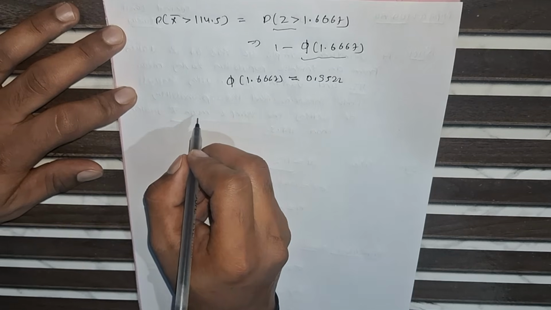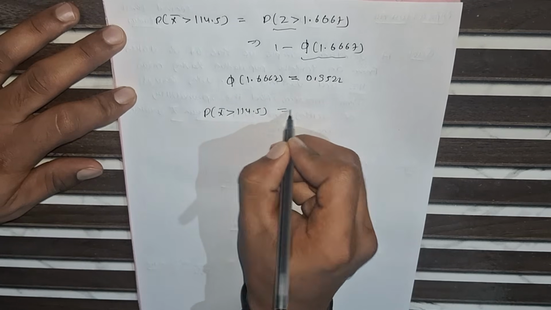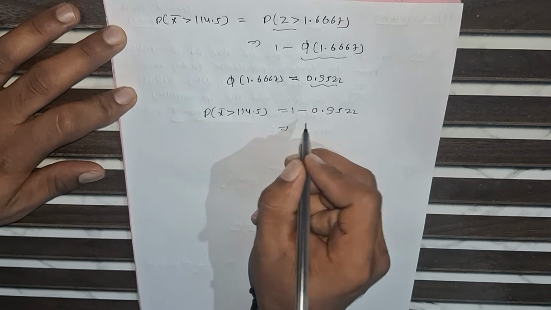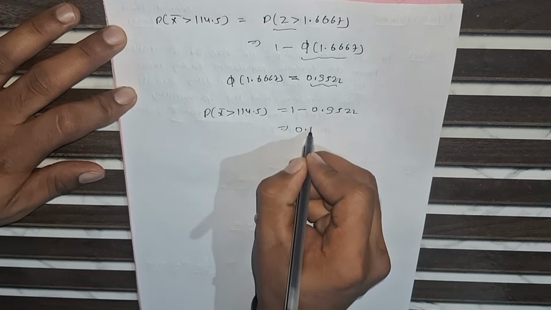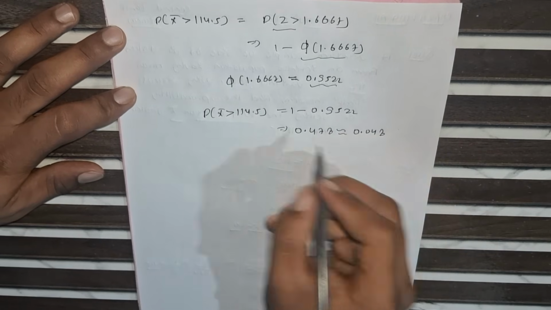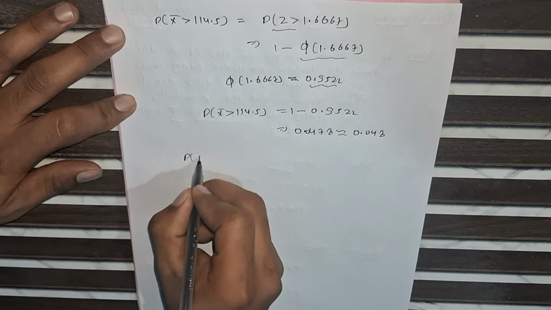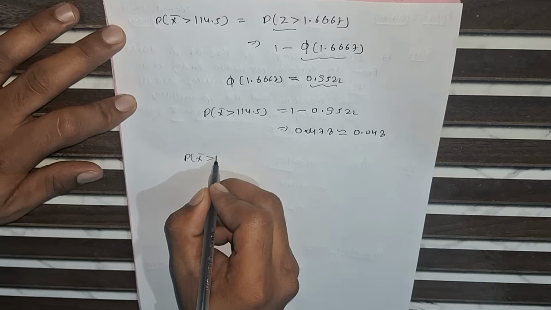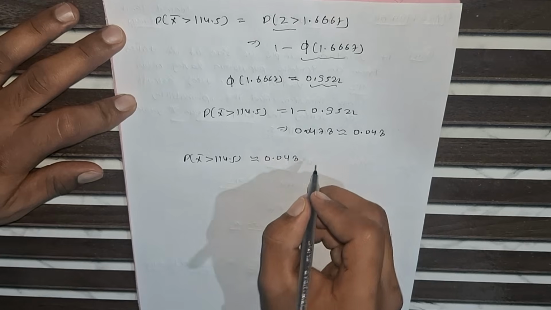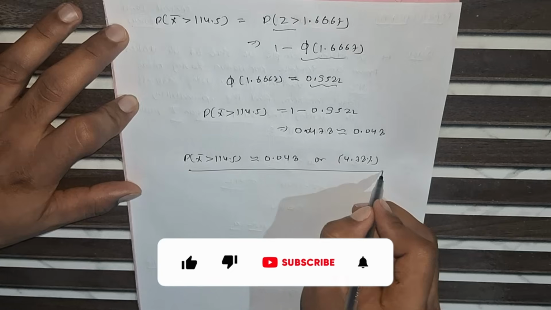So now put the value: P of x bar greater than 114.5 is 1 minus 0.9522. So when you subtract from 1, it becomes 0.0478, nearly equal to 0.048. Here 0 is there, 0.0478. So now the probability of x bar greater than 114.5 is nearly equal to 0.048, or we can write it in terms of percentage, 4.78%. So this is our final answer.